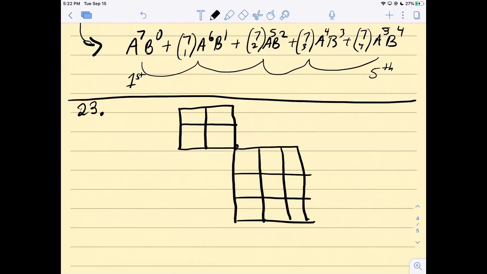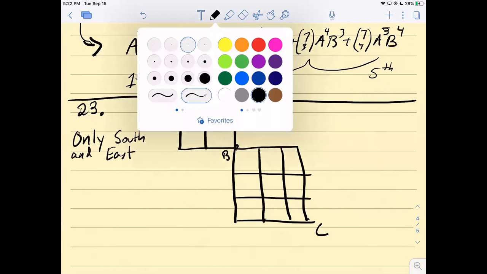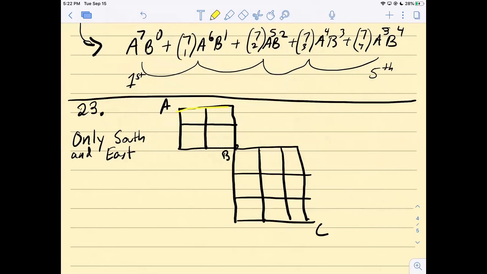So this was a number of paths that can go from A to B and from B to C, but you can only go south and east. For example, one way to do it is go over 2, go down, go over, go down, go down, go down. So that's one path. The question is, how many are there in total?